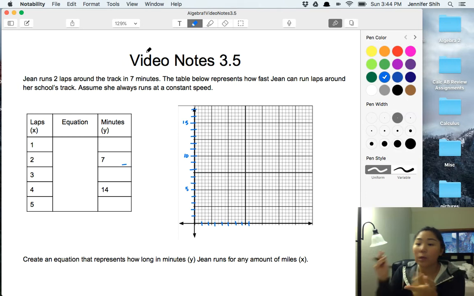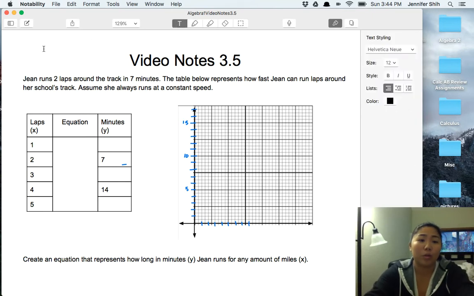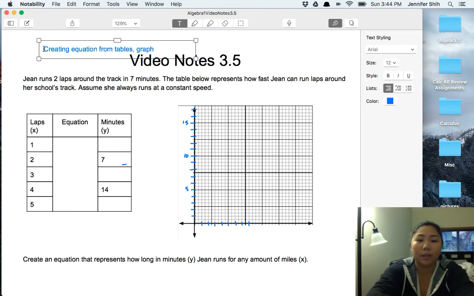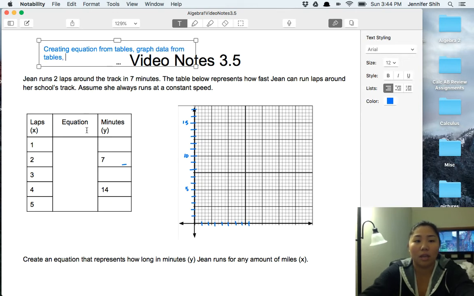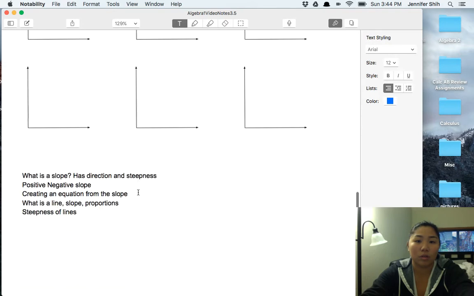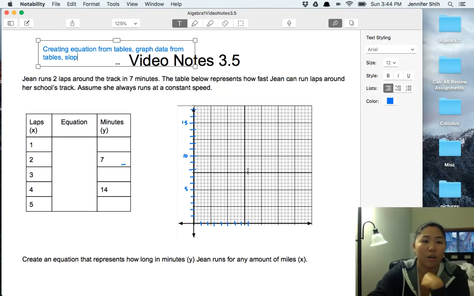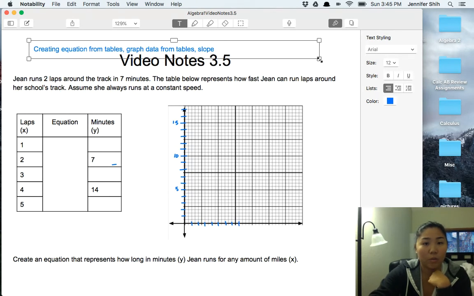Today we are going to be creating equations from tables. We're going to graph data from tables, and then we're also going to talk a little bit about slope. So those are some of our topics for this video. You can title it 3.5.